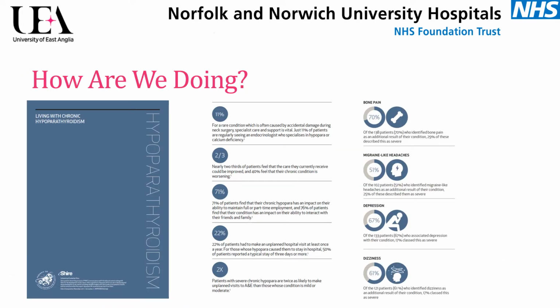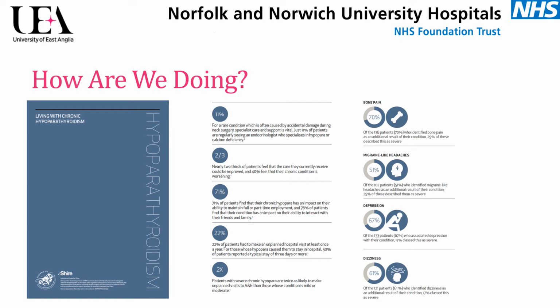So how are we doing? Well, in 2017, the charity Parathyroid UK commissioned a report on living with chronic hypopara, and this was a survey of approximately 230 of their members with this condition. And the sad truth of the matter is we are doing shockingly badly. Some of the headline results are summarised in this slide, and as you will see, only 11% of patients with this condition were under the care of a specialist with particular expertise in this condition.